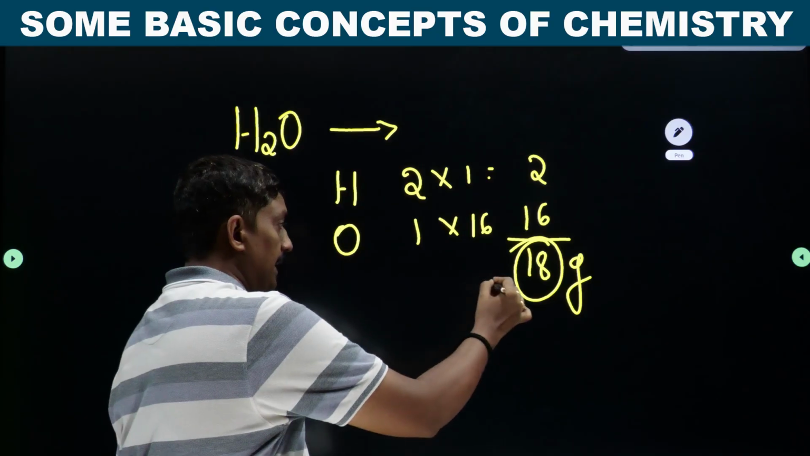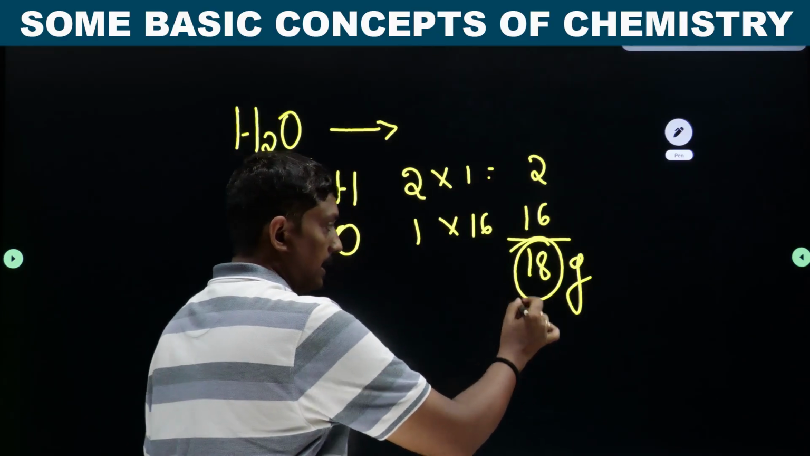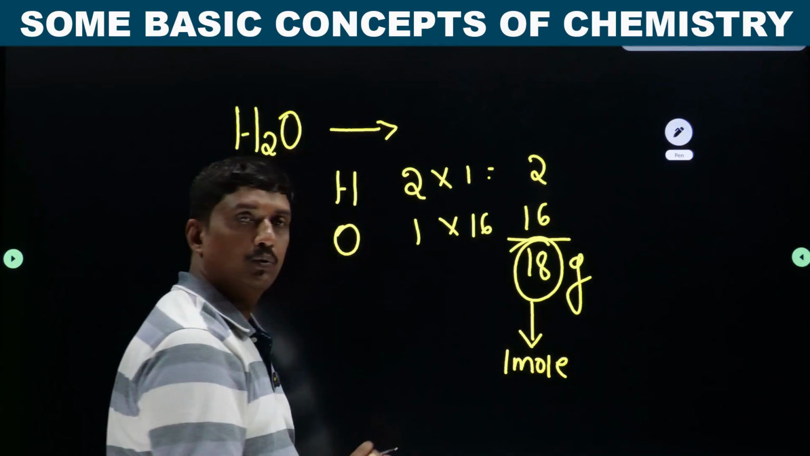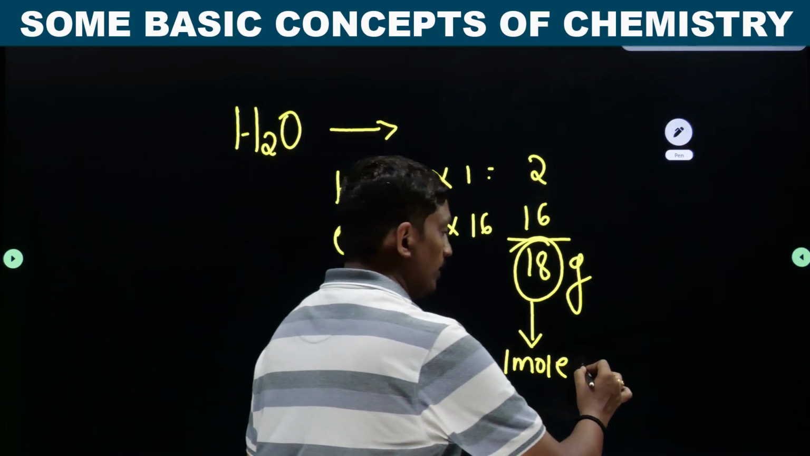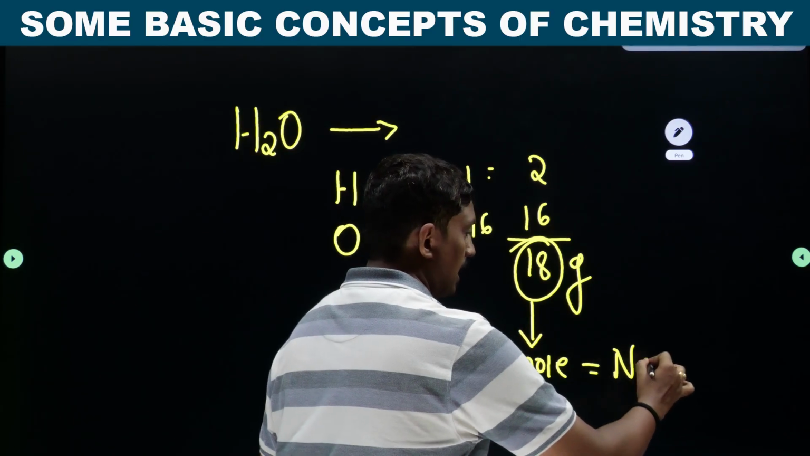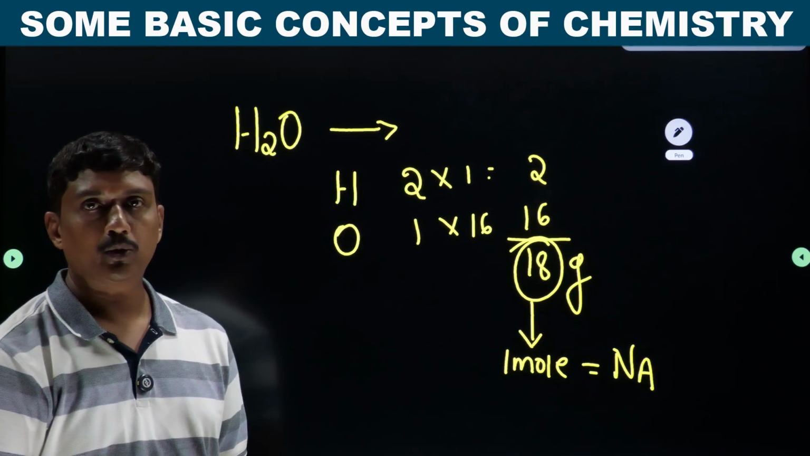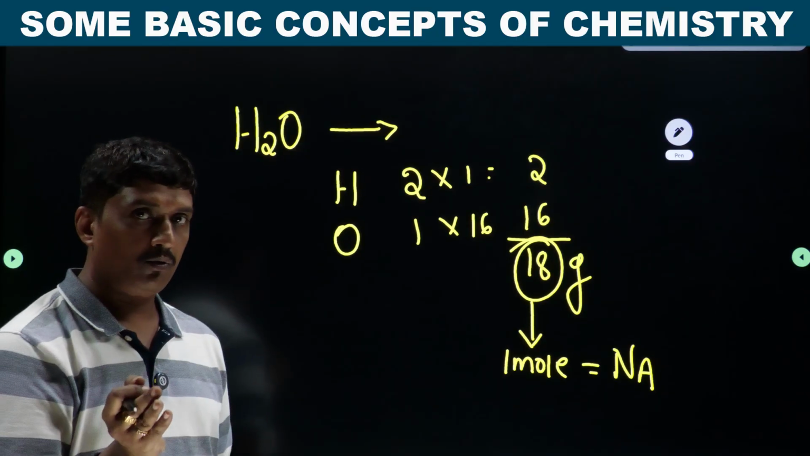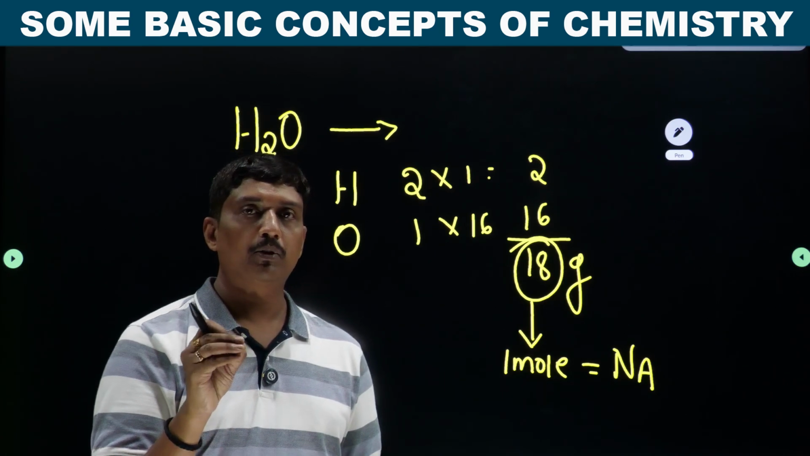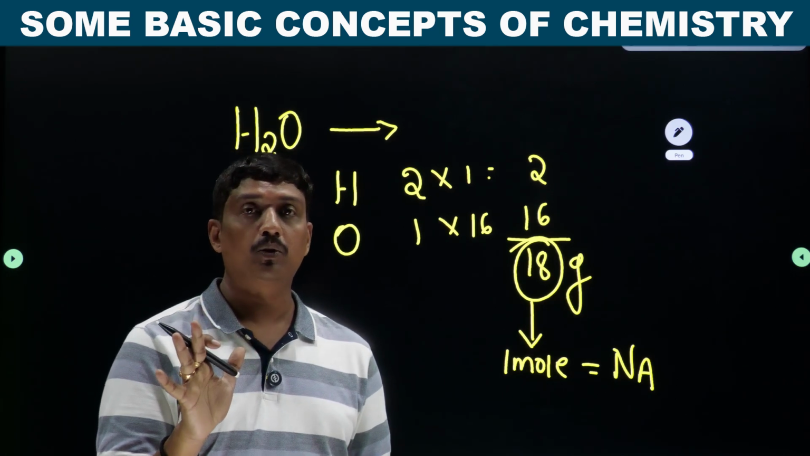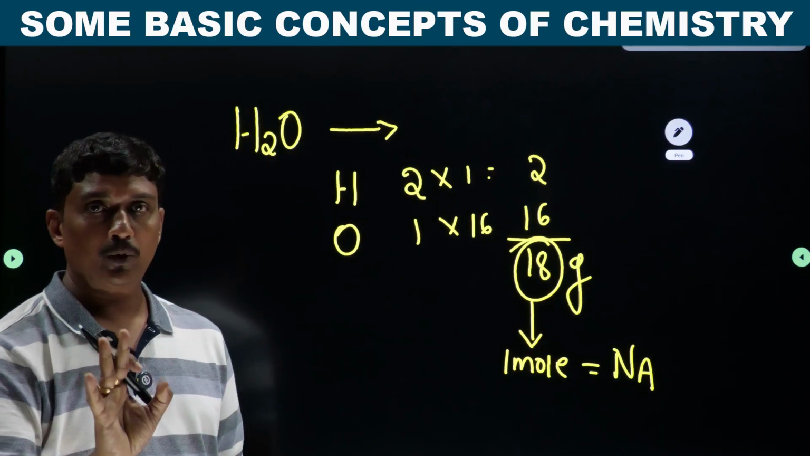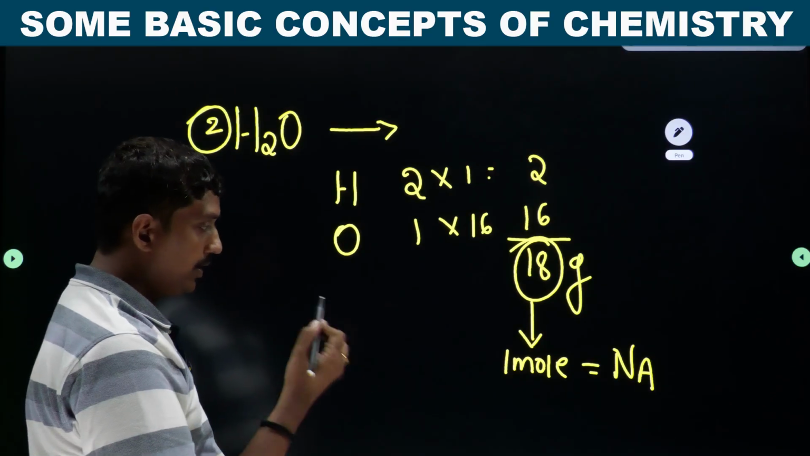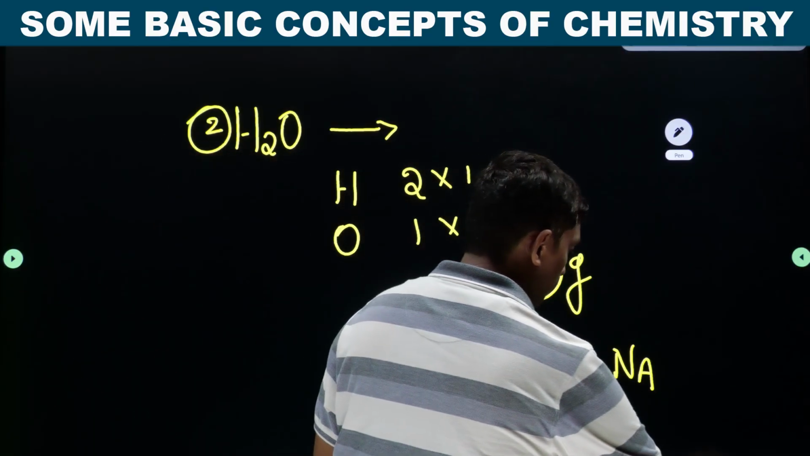If you take 18 grams, which is equal to 1 mole, it consists of Avogadro number of molecules. 18 grams consists of Avogadro number of molecules, that is 6.022 into 10 to the power 23 molecules of water, which is equal to 1 mole. This is the second example. Take one more example.